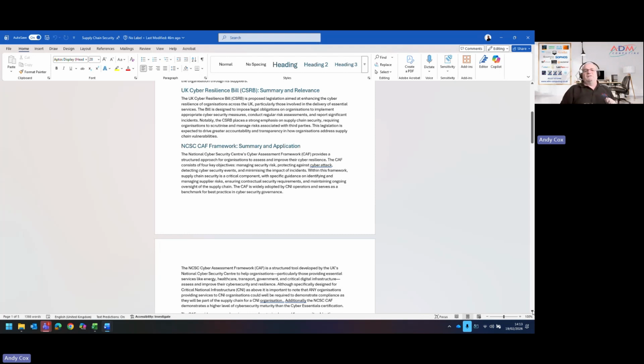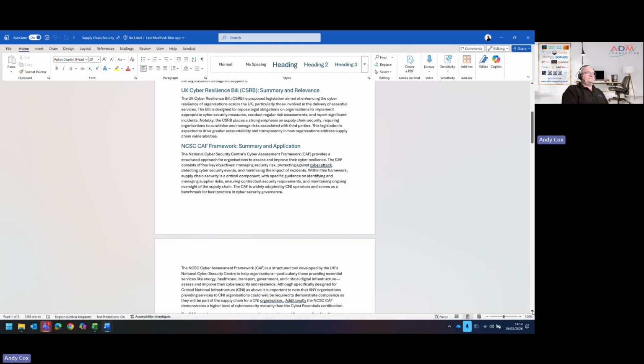And you put in brackets there, this will impact companies who supply those companies providing essential services. The bill is designed to impose legal obligations on organisations to implement appropriate cybersecurity measures, conduct regular risk assessments, and report significant incidents. Now, this is a really good one.